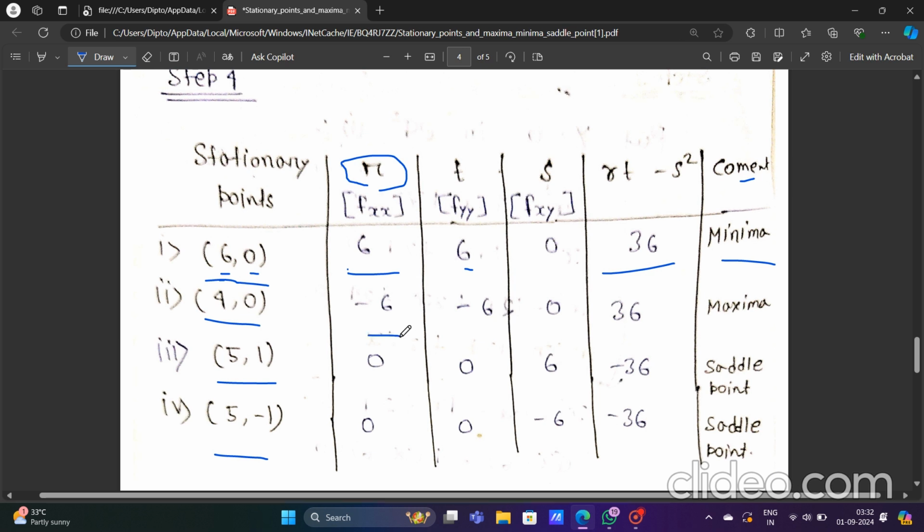In the second point, r and t both are negative and rt minus s square is positive, so it is giving us maxima. In the third point, r and t are both 0, s is positive and rt minus s square is negative. So in this type of case, when r and t are equal to 0, or r is positive and t is negative, rt minus s square gives us a saddle point. So this is a saddle point, and the fourth point is also giving us the same thing, that is also a saddle point.